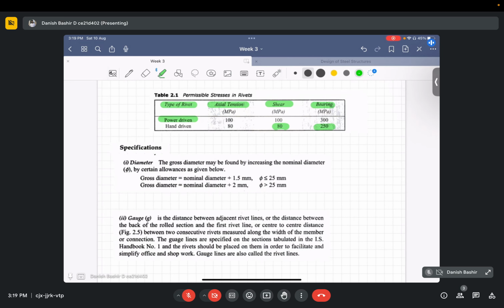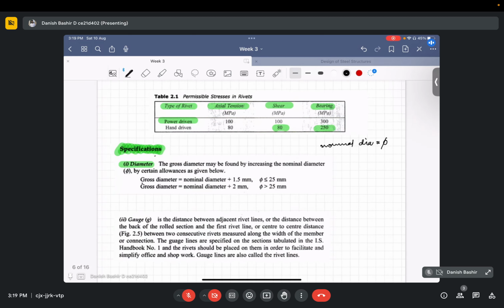So now we will read about different specifications of this rivet. First is the diameter of the rivet. Okay, how we define the diameter of the rivet: it is actually the gross diameter, and it may be formed by increasing the nominal diameter phi. So if we take nominal diameter equal to phi, we have to increase it by certain allowances. So gross diameter, GD, will be equal to nominal diameter plus 1.5. These are clearance. Okay, 1.5 is clearance.